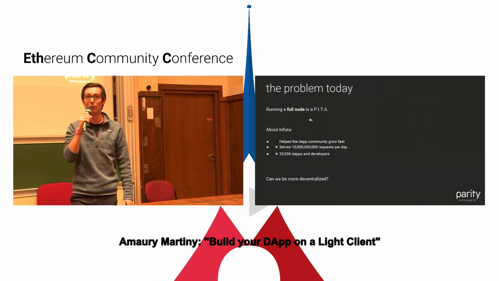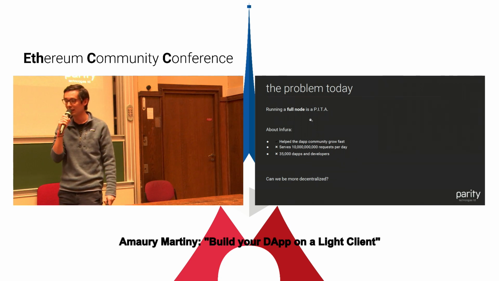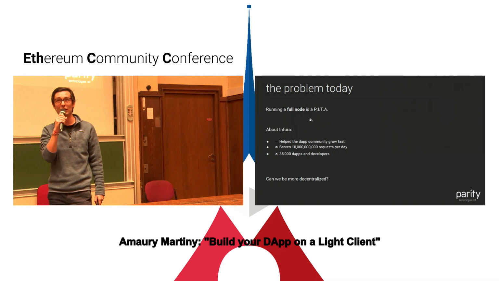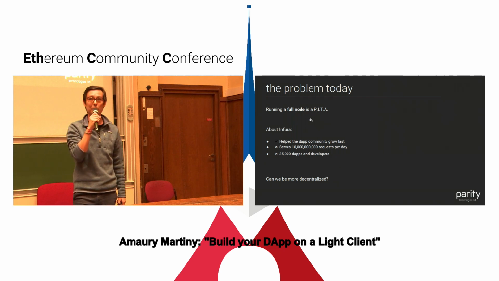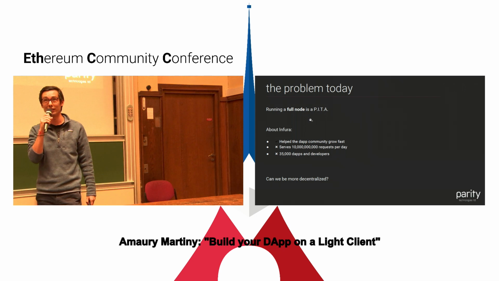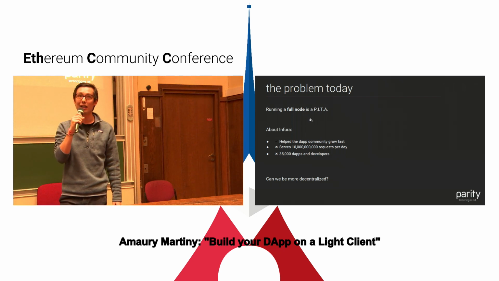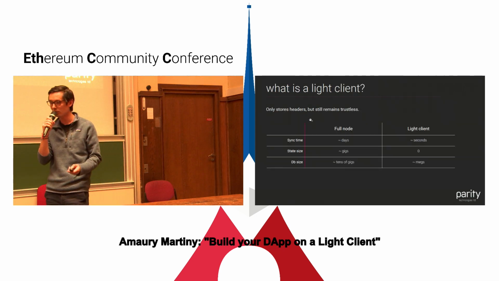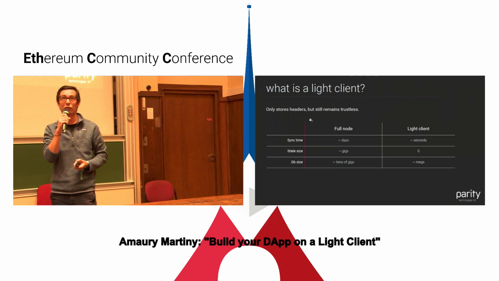However, these are some figures I found on the internet. They serve around 10 billion requests per day, and 35,000 dApps depend on Infura, which creates a kind of centralization over these massive services. And the idea is, can we be a bit more decentralized? Light clients can offer such a solution.